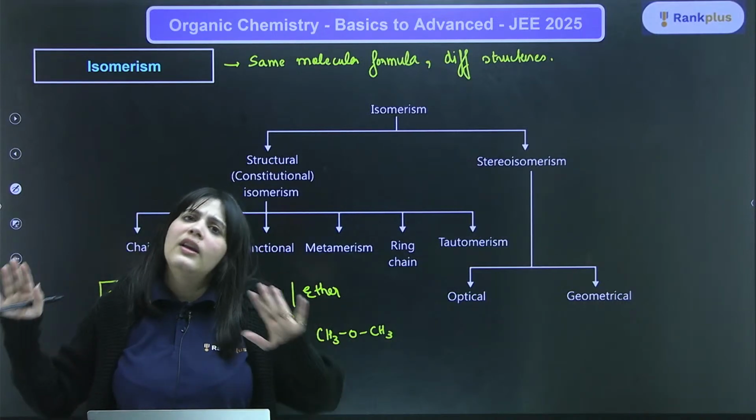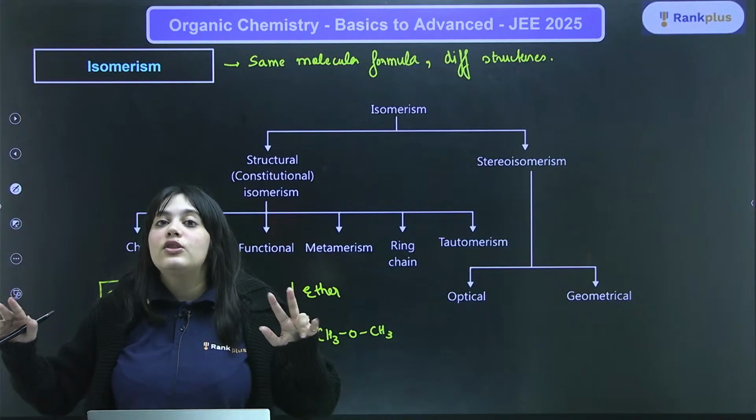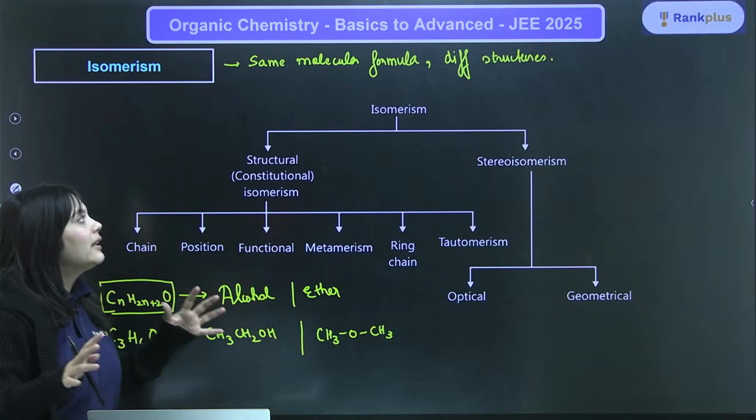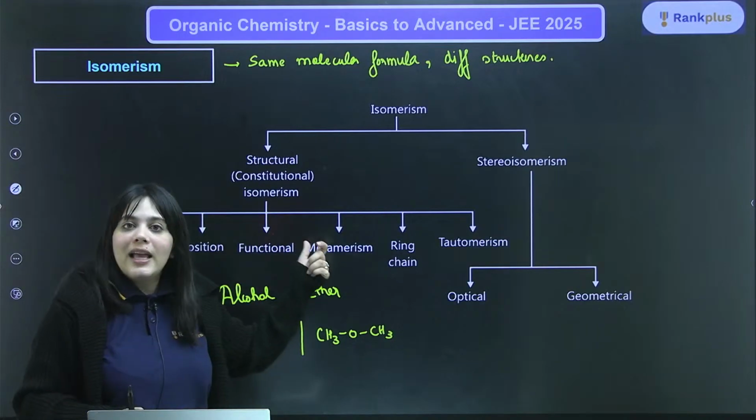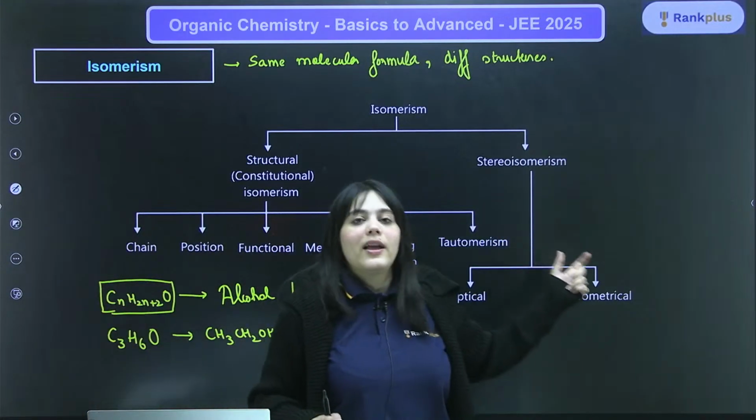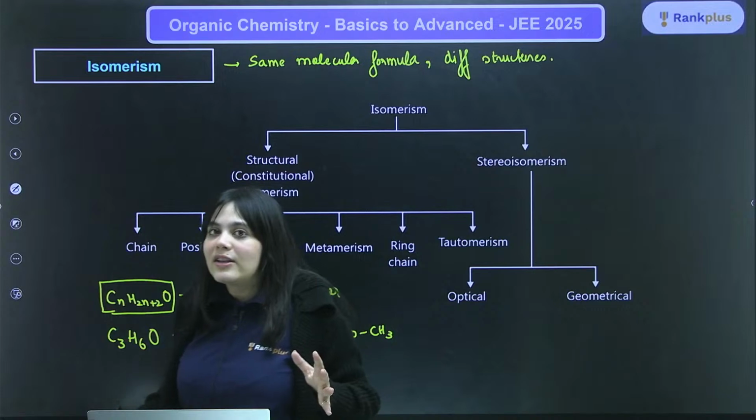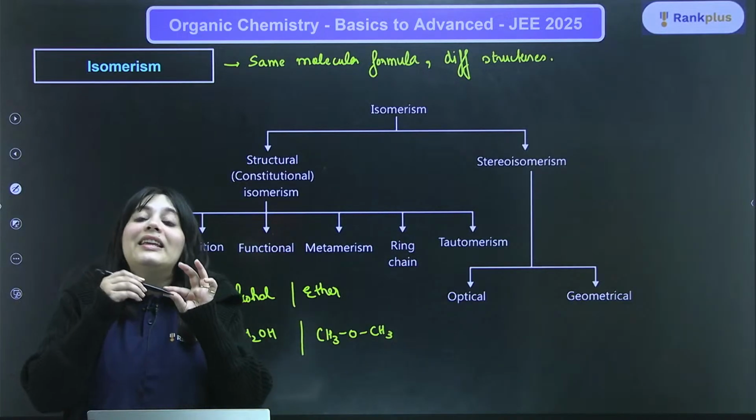Simple, understood? Now we are going to classify these isomers into two big categories. One is structural isomers, the other is stereoisomers. What is a structural isomer? Where the connectivity is changing.